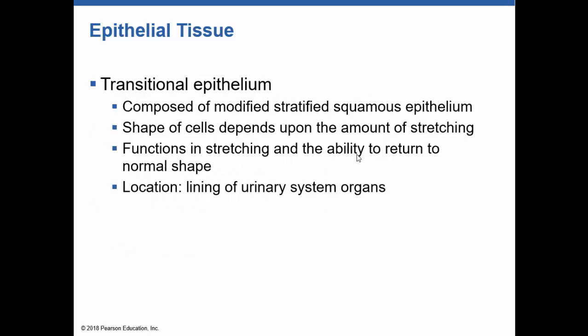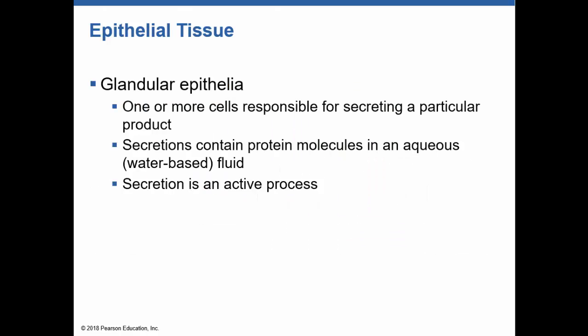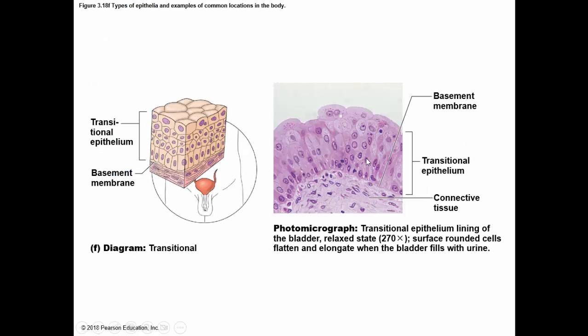Transitional epithelium, this is composed of modified stratified squamous epithelia, and the shape of the cells depends on the amount of stretching, and so we've mentioned that you really only see this in the lining of your urinary system because they need to stretch to great amounts. We probably all understand what that means. So you can actually see this shape here, and then you get down to another connective tissue. So you have a basement membrane and you have that apical membrane.